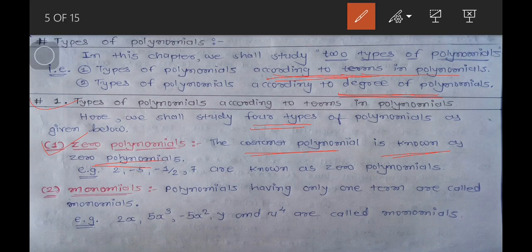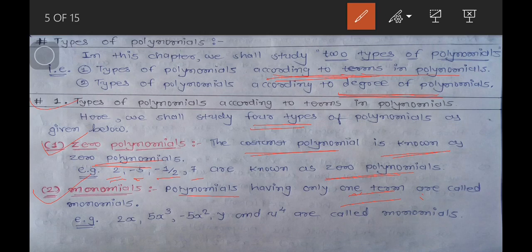Constant values such as 2, -5, -1/2, 7 are known as zero polynomials, because here the values are constant, then it is a zero polynomial. The other one is monomial. A polynomial having only one term is called a monomial.